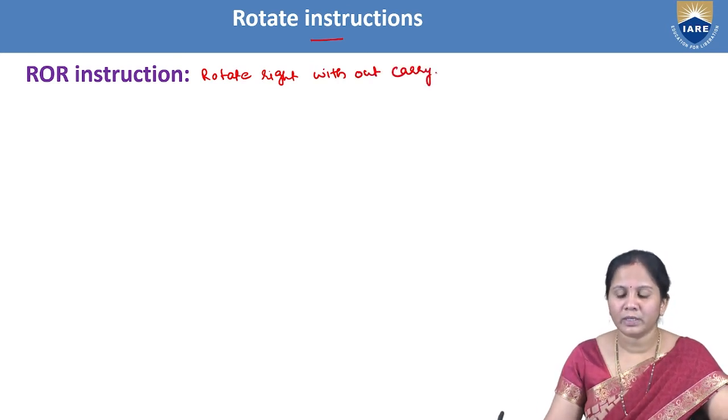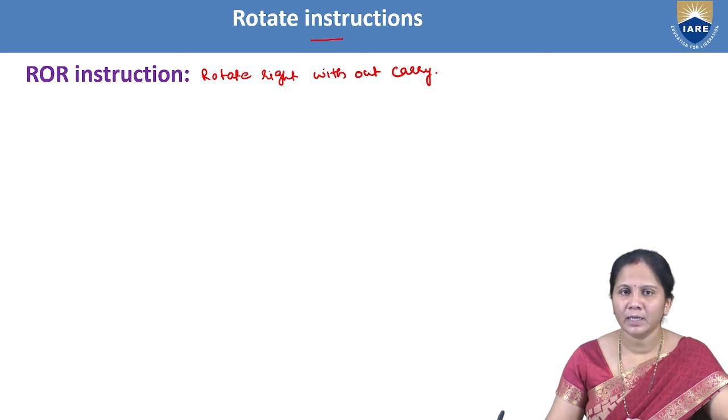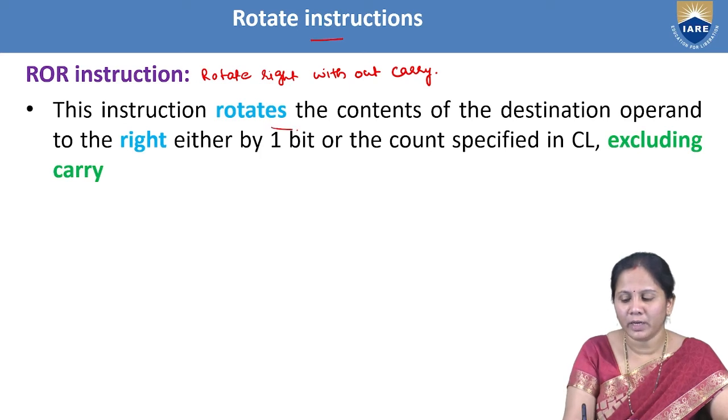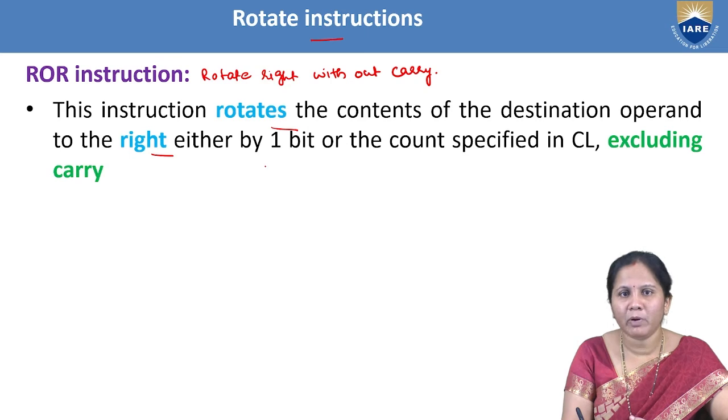Okay. So, rotate right without carry. While doing the rotation operation, the carry bit will not be considered. In this case also, when the contents are rotated towards right, the rotation will be performed only by 1 bit. How many times we have to perform the rotation operation has to be clearly specified with the help of CL register.